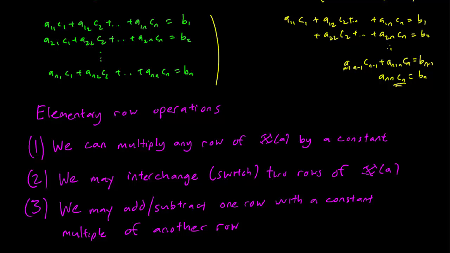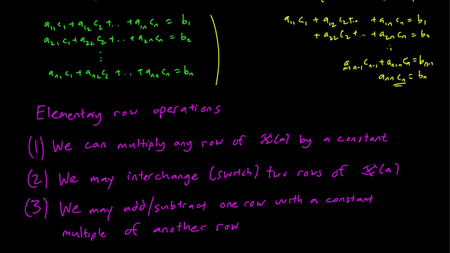The second rule is that we may interchange two rows of the matrix. Again, this makes sense when we look at the system of algebraic equations. The order of the equations doesn't matter. If I decide to put the second equation first and the first equation second, it shouldn't change our solution. The third rule is that we may add or subtract one row with a constant multiple of another row. This again should be something that you are used to in solving systems of algebraic equations. We very often have to add two equations or subtract two equations, and this is just saying how to do this in the matrix form.